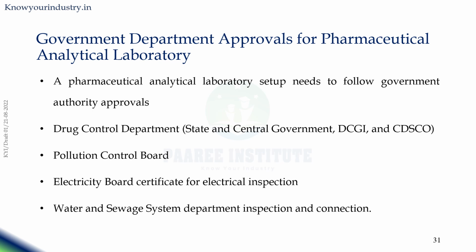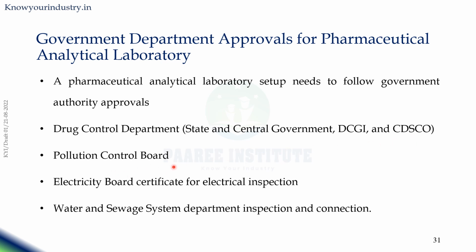In general, what are the government department approvals required for running a pharmaceutical analytical laboratory? Generally, we should have approval from the state and central government. The authorities will be state FDA or DCGI or CDSCO, Drug Controller Office. They issue a testing laboratory license, that is Form 37, the analytical laboratory license, which will be issued by the appropriate agency.